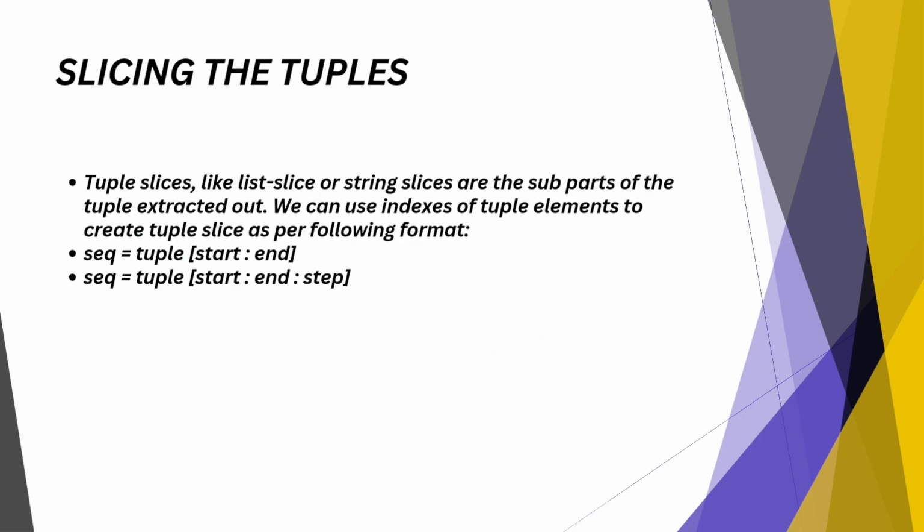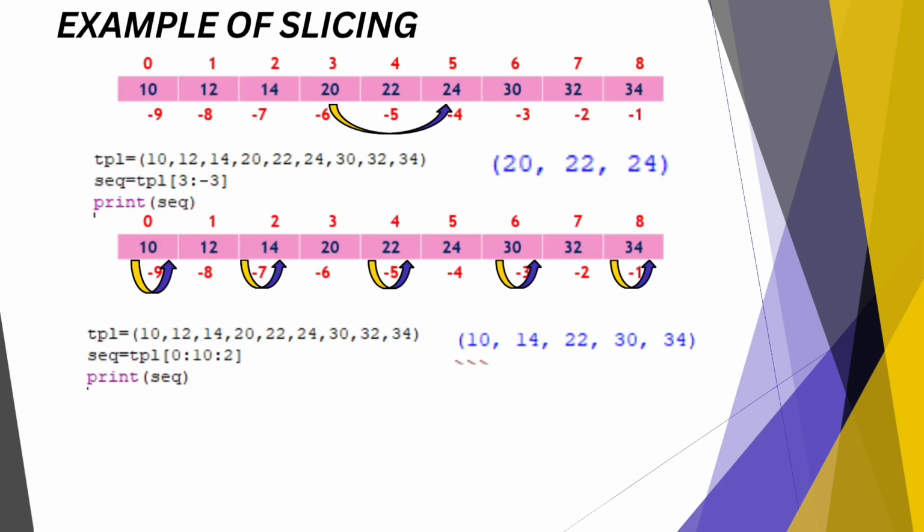Now slicing the tuple. Slicing means we are extracting a sub part of the tuple. So we can use indexes of the tuple elements to create a tuple slice as per the format. We have two formats. One has start and end, and another has start, end and step value. So let us see some examples of slicing. Again we will take the same example, 10, 20, 30, 40, 50, 60, 70 and 80. Now another different example we have taken: 10, 12, 14, 20, 22, 24, 30, 32, 34, with indexes from 0 to 8 and from the backward side -1 to -9.